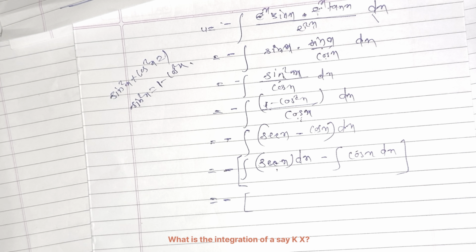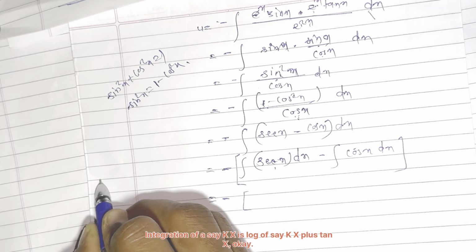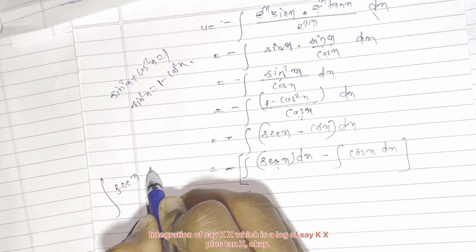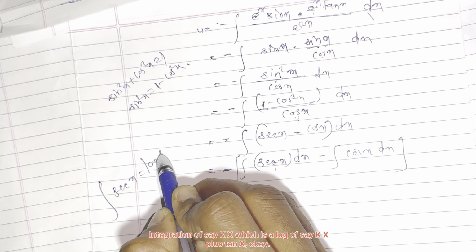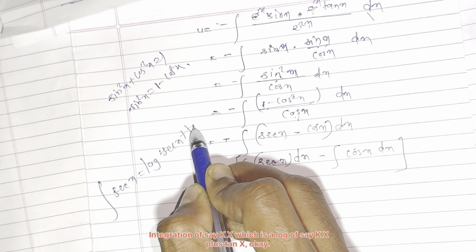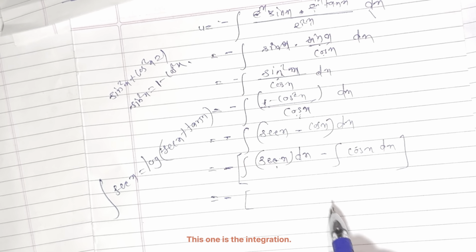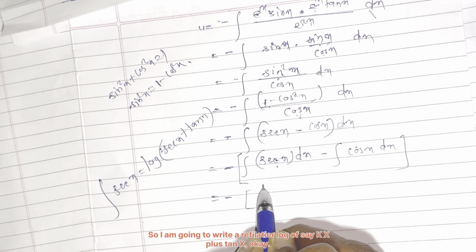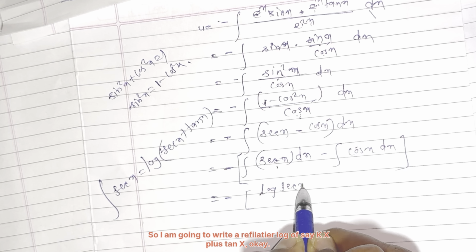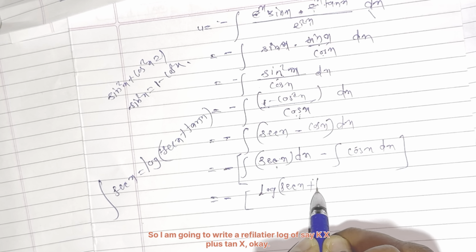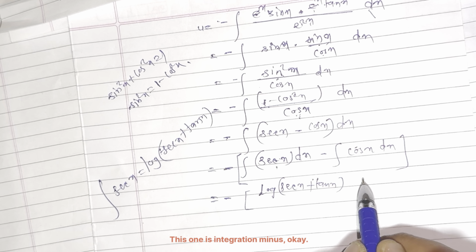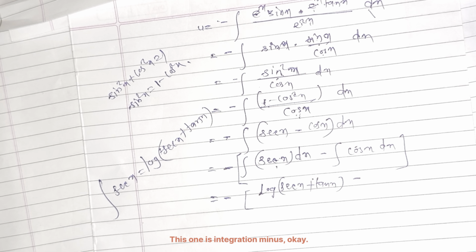What is the integration of sec x? Integration of sec x is log of sec x plus tan x. So I'm going to replace here log of sec x plus tan x. This one is the integration, minus integration of cos x.